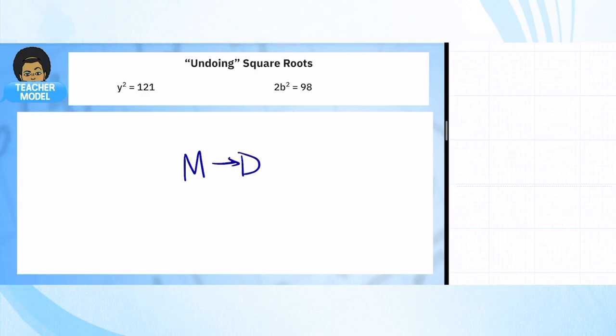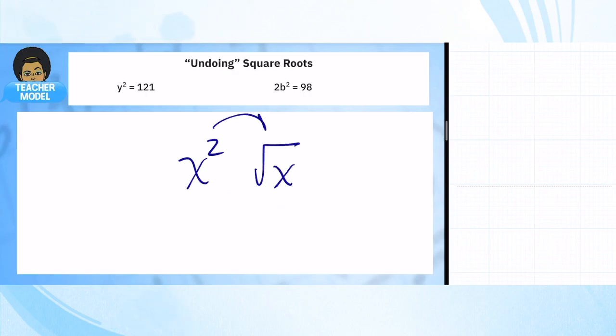Well, same thing happens with square numbers and square roots. They are also ways of undoing each other when we talk about equations. So we're going to try this out.